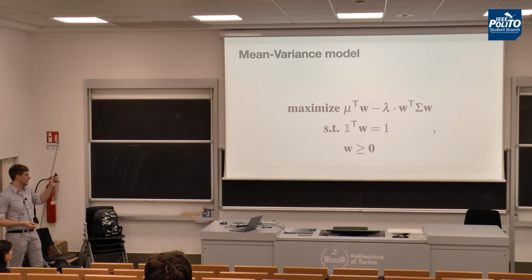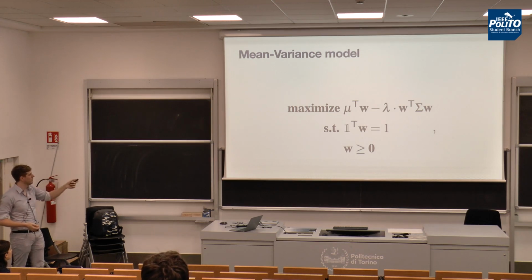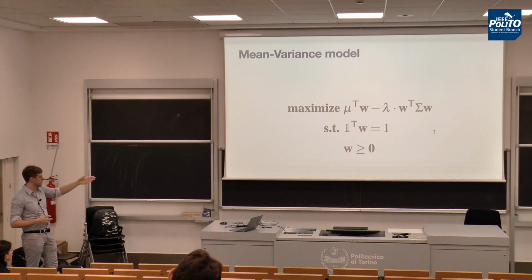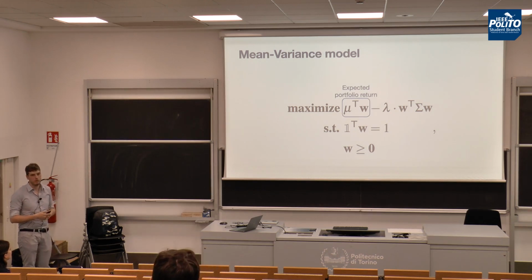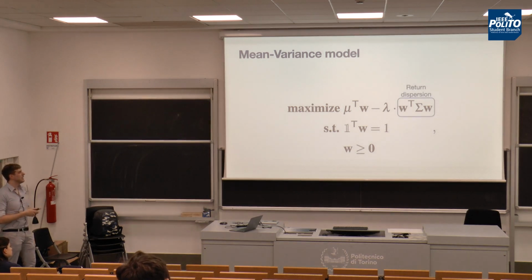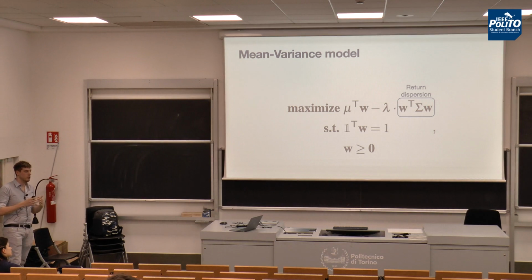This is a really high-level presentation of the Markowitz model. You can see that we try to maximize this function under those constraints, and this function is composed of the expected portfolio return, so how much we expect the portfolio to earn in the long run, and the return dispersion, which is the variance, so how much the stocks actually change their returns relative to the expectations that we have.